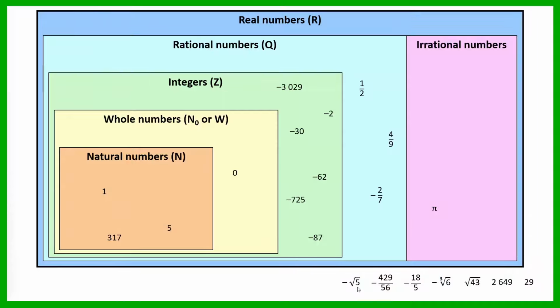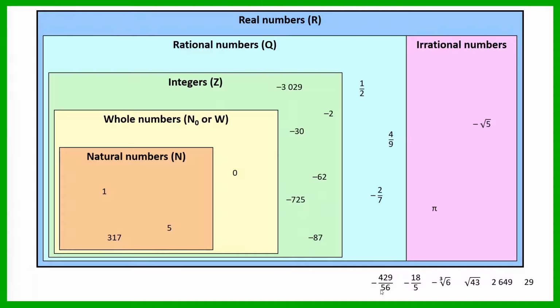Now the square root of 5, what you need to know is any number that is not a perfect square, if you try and take the square root of it, you will get an irrational number. It doesn't matter if it's positive or negative. So the negative over here doesn't make any difference. Because I've got the square root of 5 and 5 is not a perfect square, this is an irrational number.